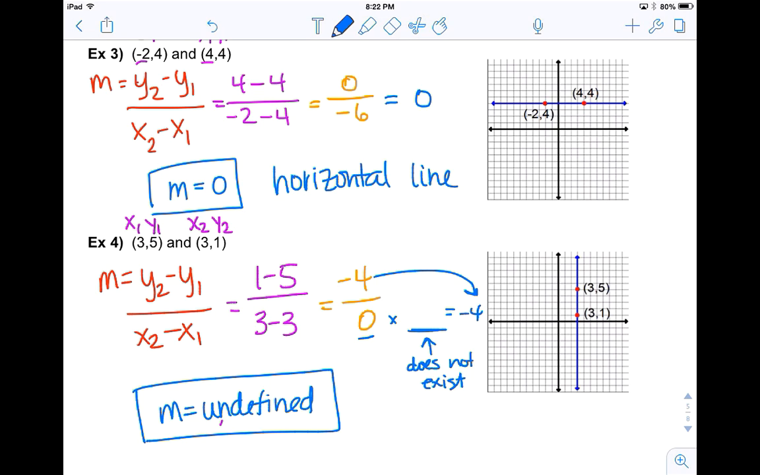Okay? And if you notice, look at the graph there. This time our line runs straight up and down. So this time this is a vertical line.